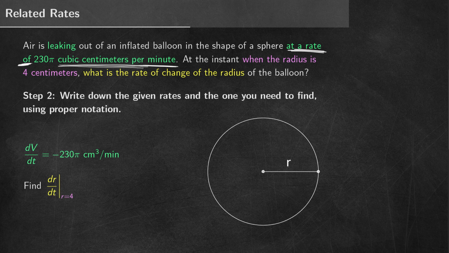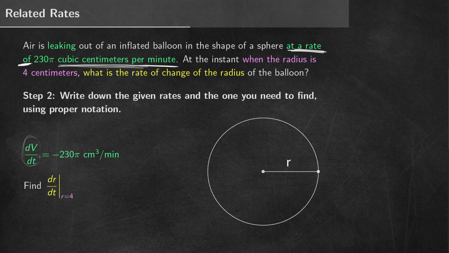Volume is measured in cubic centimeters. So I know it can't be the surface area that they're giving us. It's got to be the volume because those units are cubic centimeters. Per minute is the bottom part of our derivative. It's going to be with respect to time. Time is measured in minutes. So this rate that they're talking about has to be dV over dt.